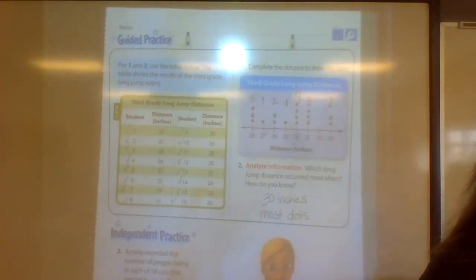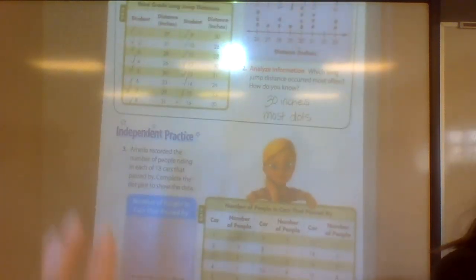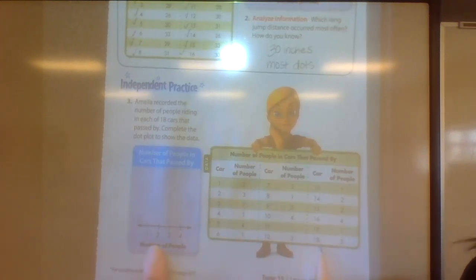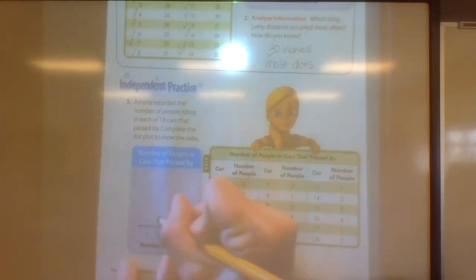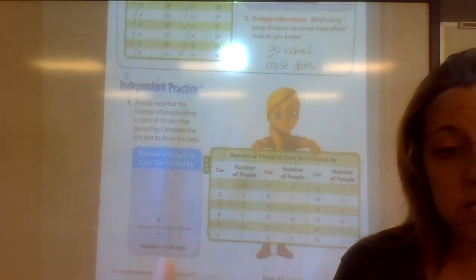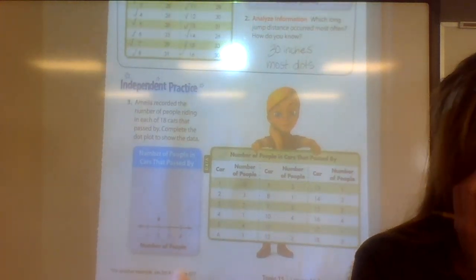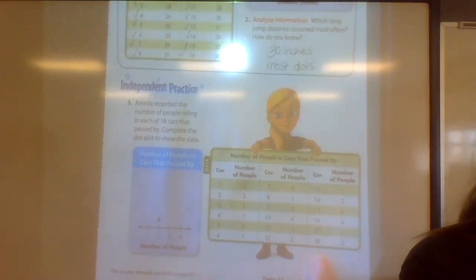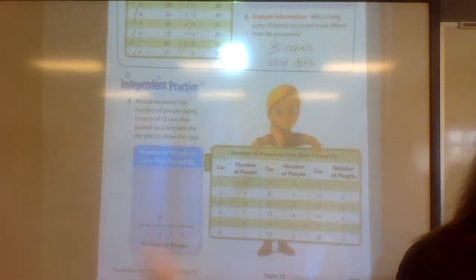On number 3, you're going to do the same thing on your own. And remember, these numbers just represent the cars that you recorded data from. So you are going to have 18 dots on this plot. The number of people is what you're plotting. So for instance, car 1 had 2 people. So I'm just going to put a dot next to 2. That 1 doesn't really mean anything other than it's numbering the cars that you look to see how many people were in. So again, you will have 18 dots on this dot plot.